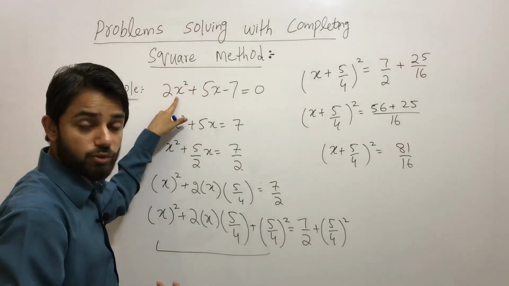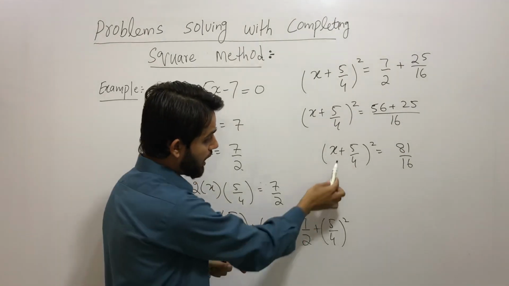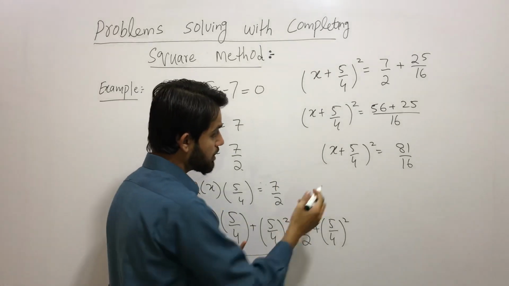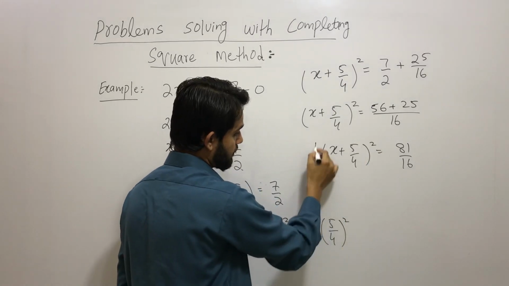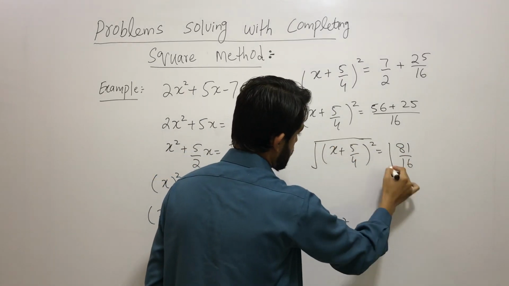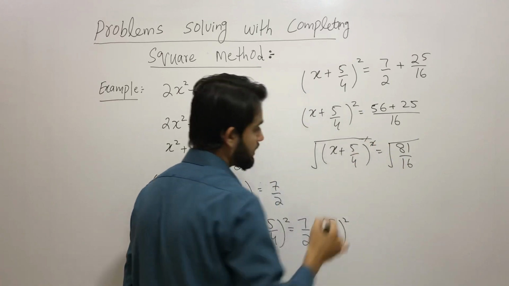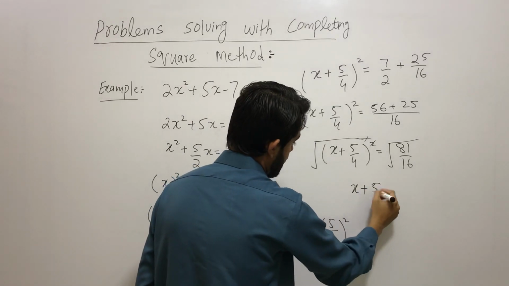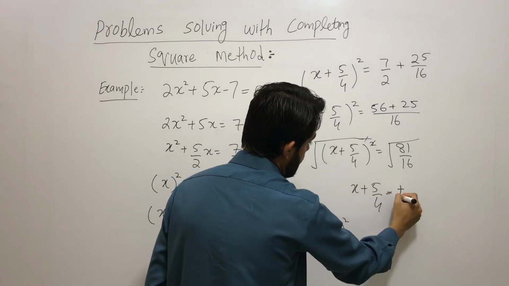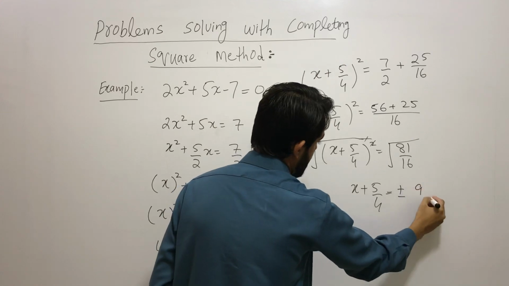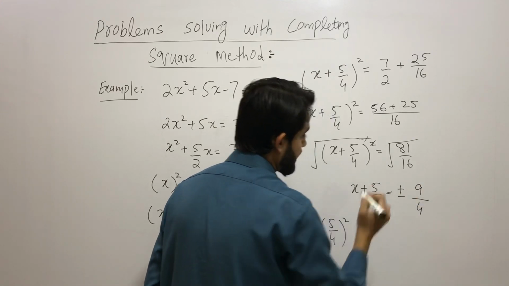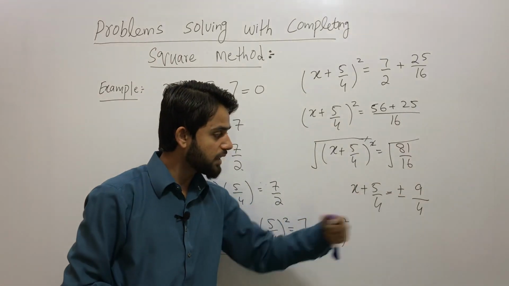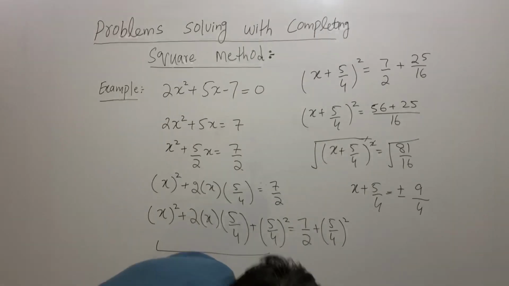So to find that value of x, we have to make x alone over here. And how can we make x alone? First of all, by getting rid of this square. So I am going to take square root on both sides, because square and square root are opposite to each other and they will cancel. So it would become x plus 5 over 4 equals plus minus square root of 81, which is 9, over square root of 16, which is 4, so 9 over 4. Now we have two values, plus 9 over 4 and minus 9 over 4.